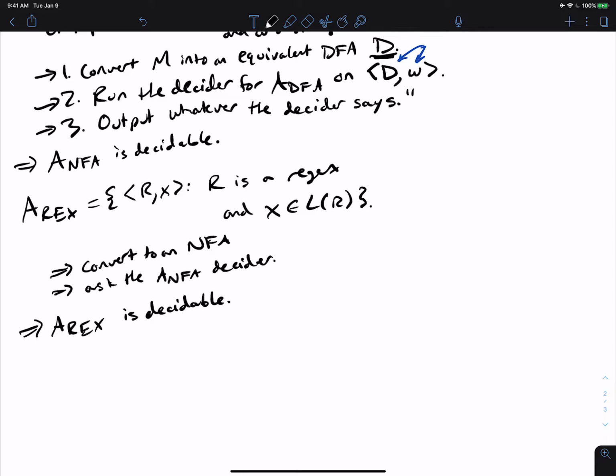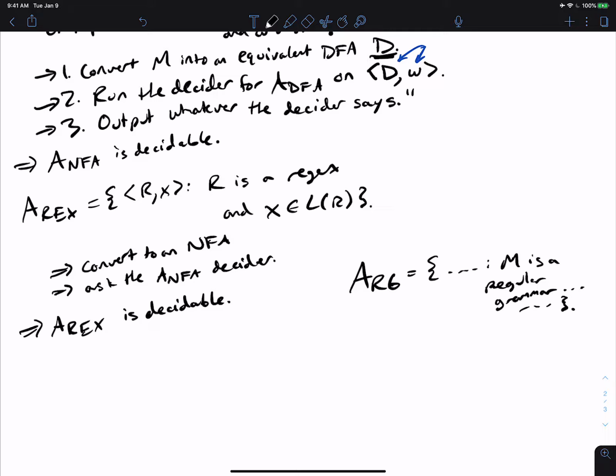Okay, cool. And we could answer the exact same question, although I won't do it here, for regular grammars. So where M is a regular grammar, we could do the exact same thing, and that's decidable too, because you could just convert it to an NFA and then appeal to the decider for A sub NFA.